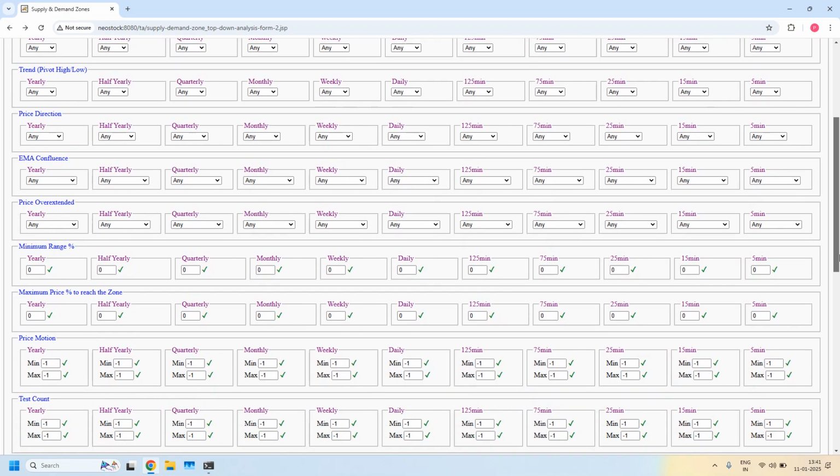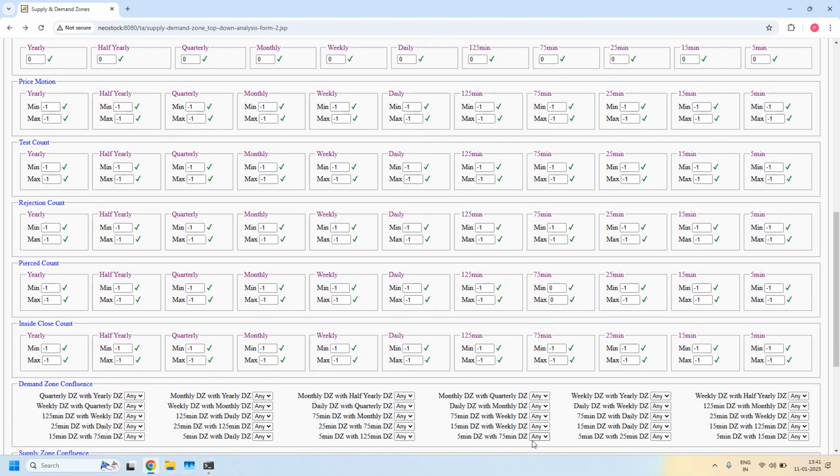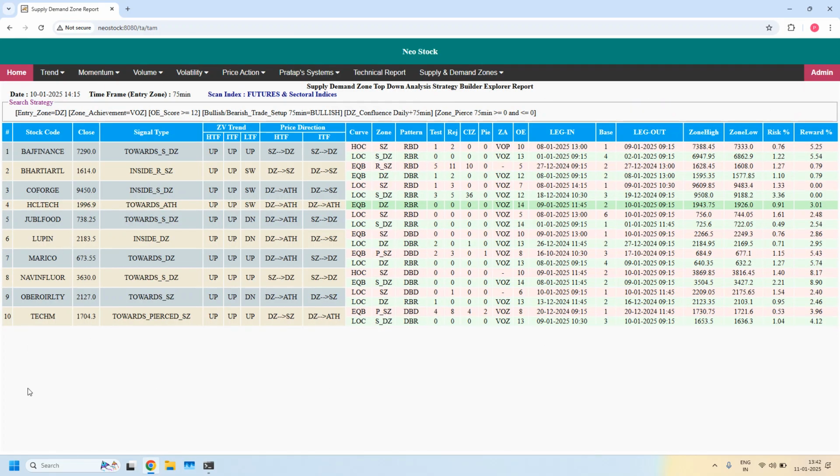So in the demand zone confluence, I am enabling the filter 75 minutes demand zone with daily demand zone confluence, because 75 minutes is the LTF zone and daily is the ITF zone. That's why LTF, ITF demand zone confluence for weekly income trade. This filter is enabled. Now let's further filter the stocks. Now the list has 10 stocks.